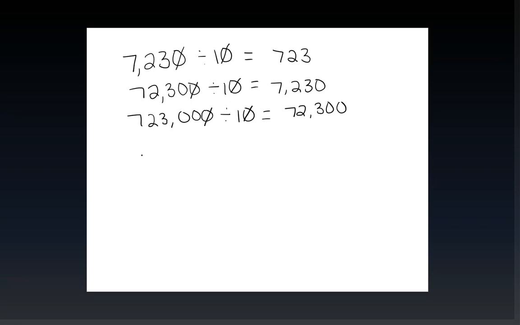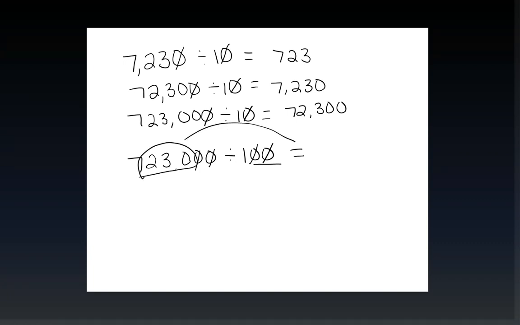Now let's look at if we had a bigger number here. Let's look at 723,000 divided by 100. My same trick applies. So I get to say, okay, I have 2 zeros, and it means I can take off 2 zeros from my number. And then I just need to write that as my answer.